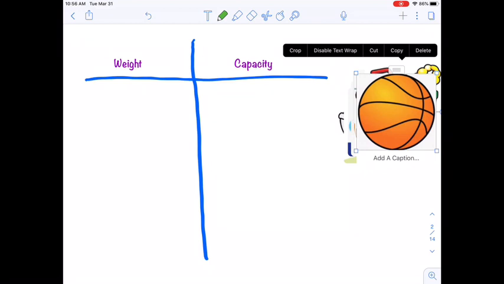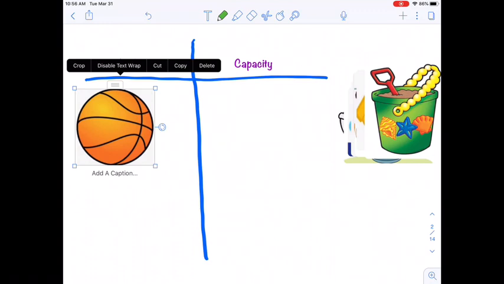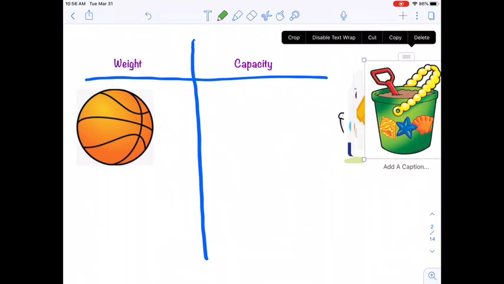So if I was talking about a basketball and I wanted to talk about an appropriate measurement for a basketball, would I be talking about how much I could fill a basketball up with, or would I be talking about how much a basketball weighs? Well, I would be more interested in how heavy or how light a basketball is. So we would put this under the weight category.